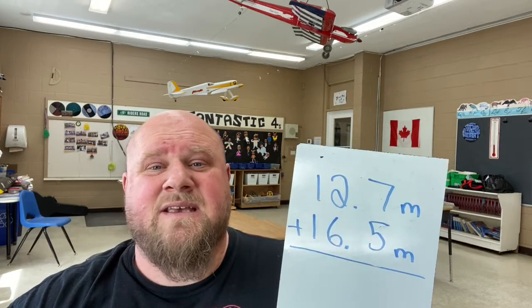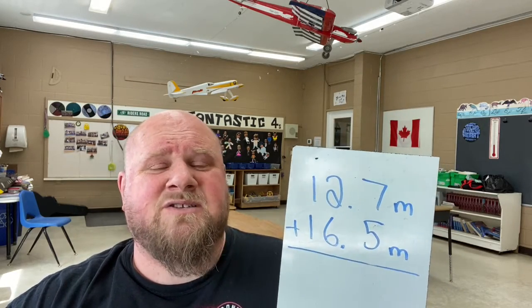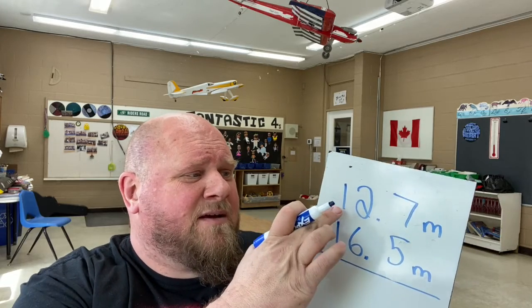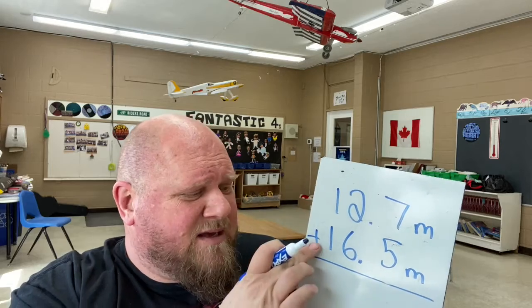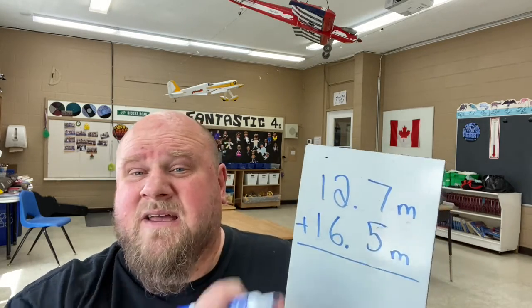Here's an example using meters. Let's imagine you're building a fence and you need to have 12.7 meters in one spot and 16.5 meters in another spot. We can add them up to find out the total amount of fence that we need.